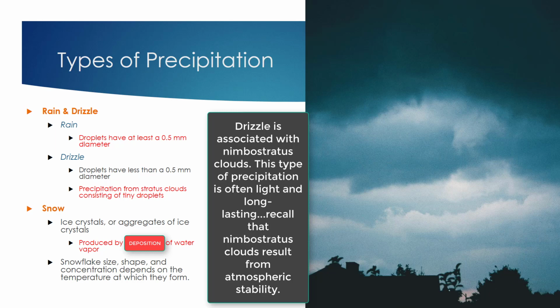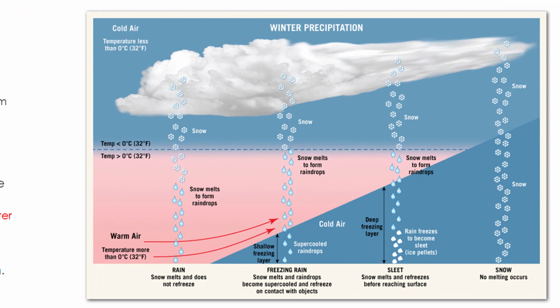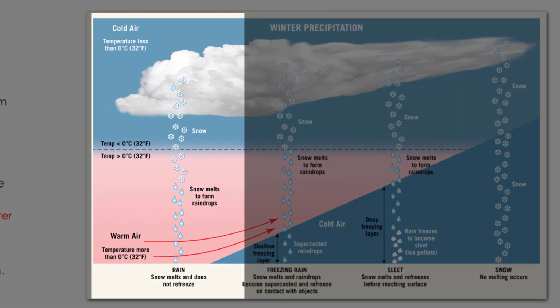As you may remember from our clouds vodcast, nimbostratus clouds don't produce very heavy rainfall, but they are notorious for producing a slow, steady drizzle that can be long-lasting. I'd like to take a look at the picture shown on this slide, but we're only going to focus on the left-hand portion of this picture for now.